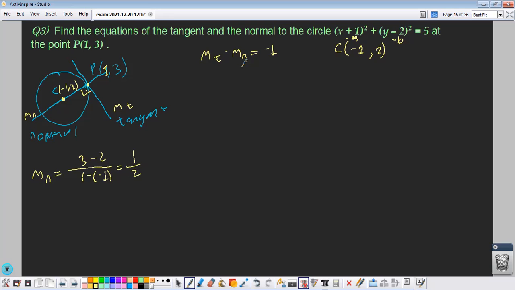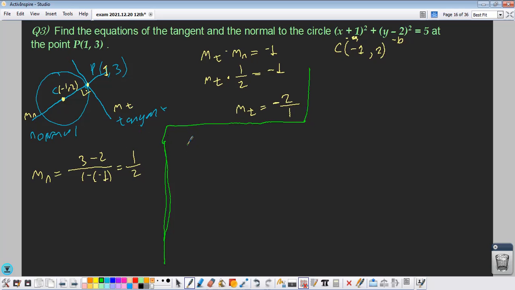Then put the slope of the normal line, 1 over 2, in here, times the slope of the tangent, which should be equal to -1, the product of them. So the slope of the tangent should be the inverse of 1 over 2, which is 2 over 1. You flip it, and to get -1, it should be negative. Once you have the slope of each line, you can start writing the equation of the lines.